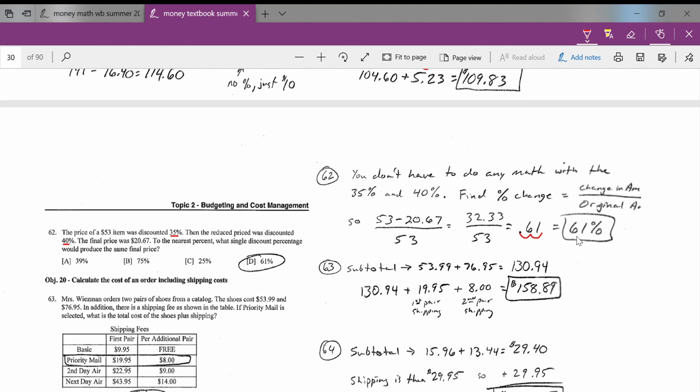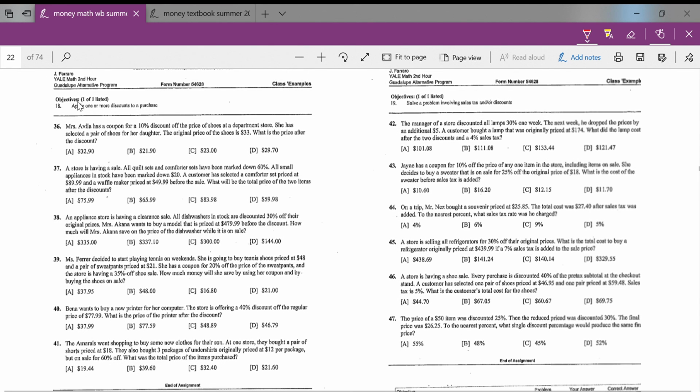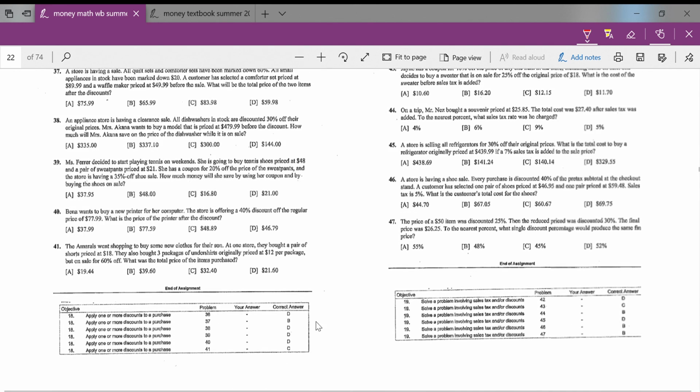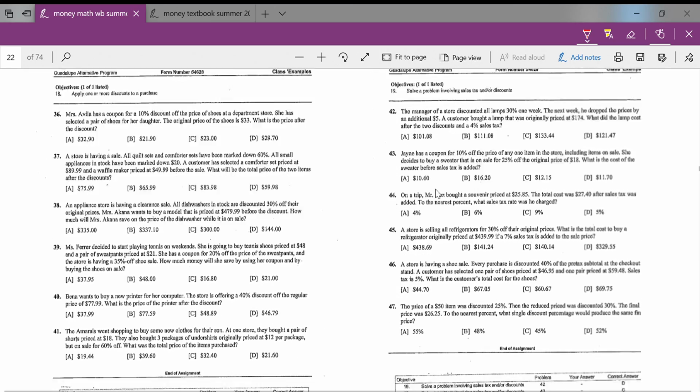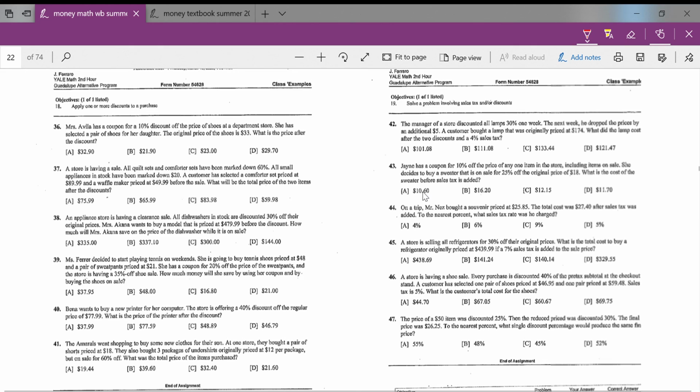Okay. So that's objectives 18 and 19. Okay. When you get done with that, go into your workbook. There's 6 problems for 18 with the answers, 6 problems for 19 with the answers. Try those, see how you're doing. Ask questions if you're not understanding, and then add that to your next test. If you have any questions, let me know.